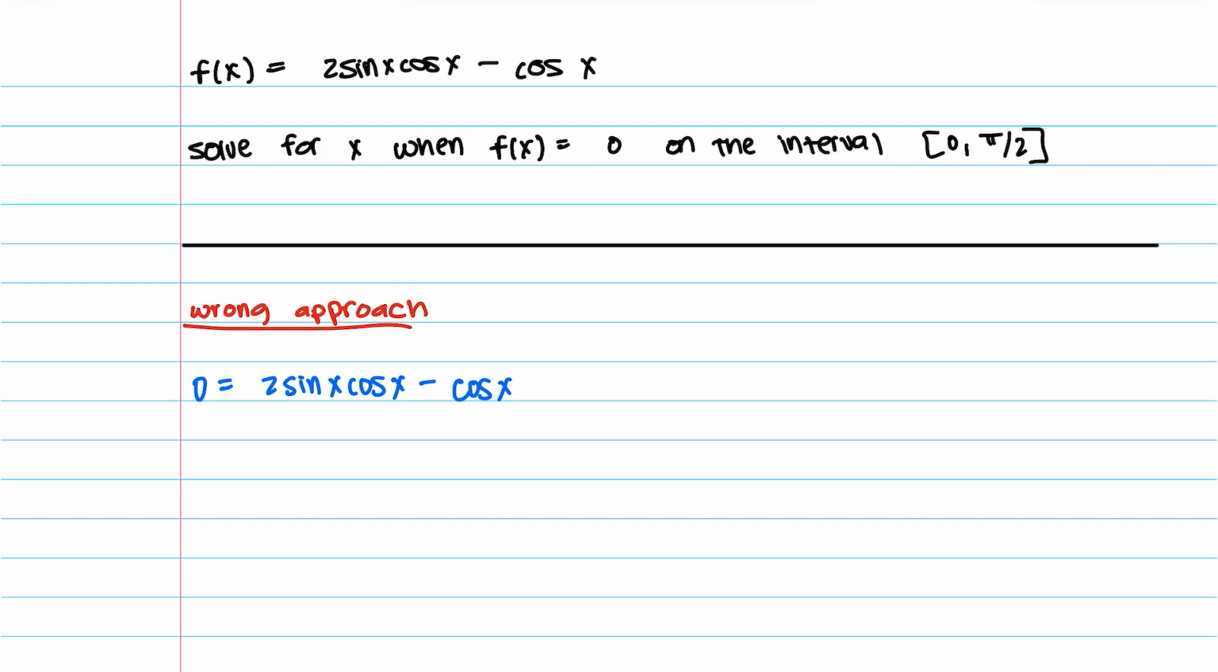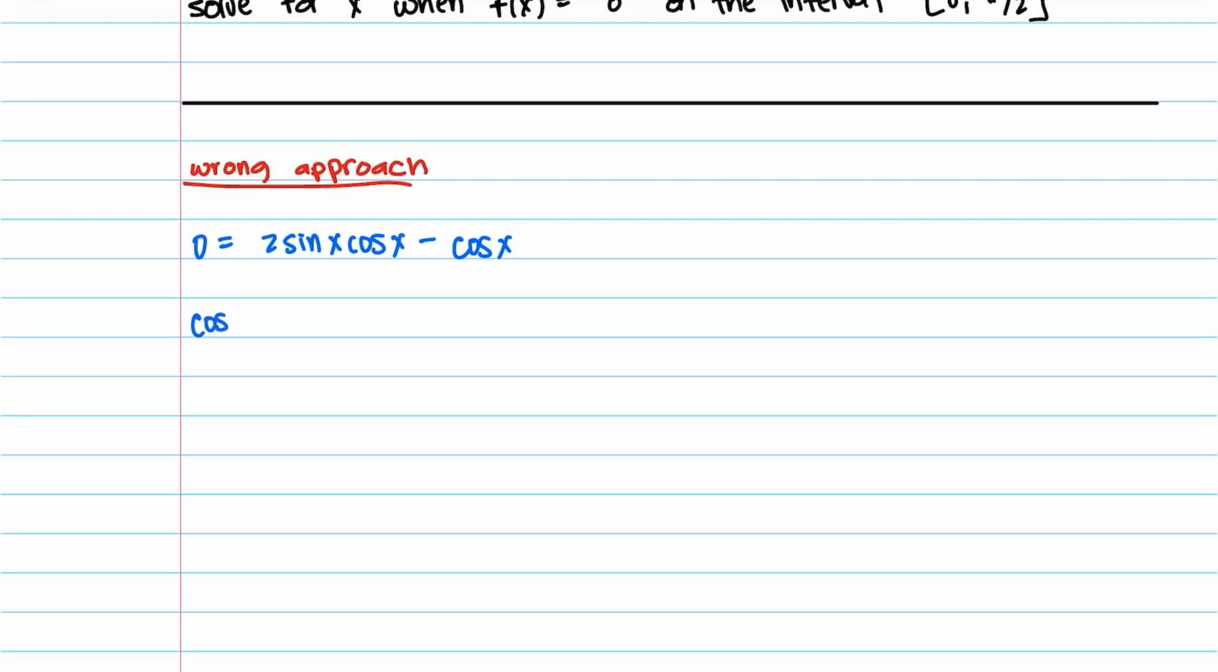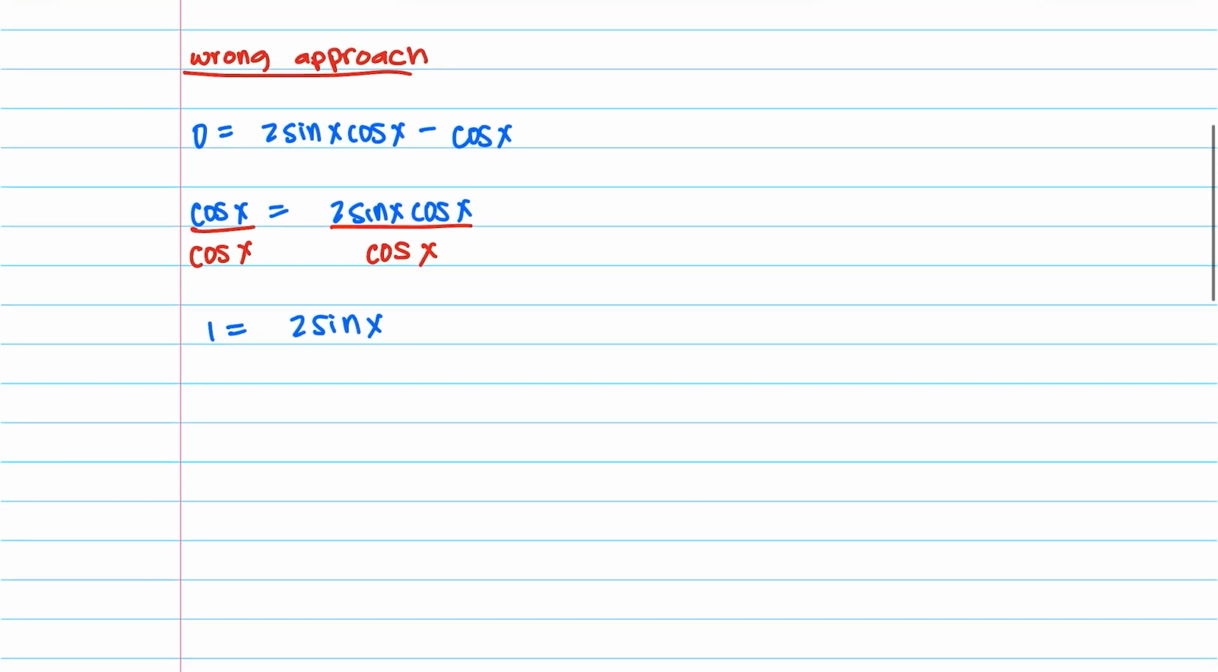And so by crossing over cosine of x to the other side by addition, we'll get cosine of x is equal to 2 sine of x times cosine of x. Now, if you go ahead and divide both sides by cosine of x, you'll get 1 on the left-hand side is equal to 2 sine of x. And so finally, by dividing by 2, you'll get the equation sine of x is equal to 1/2.